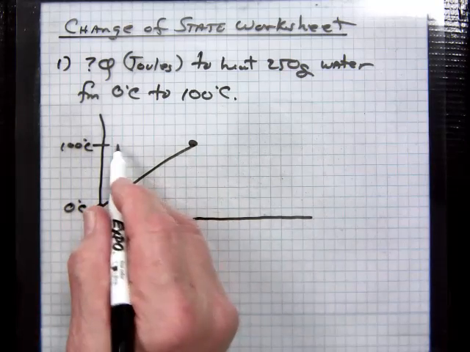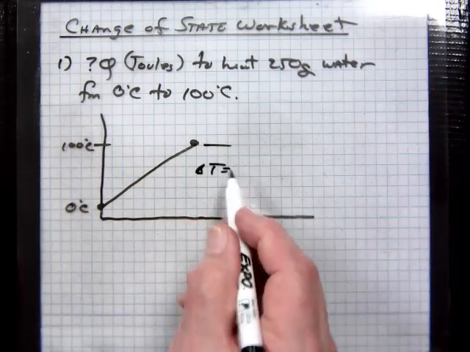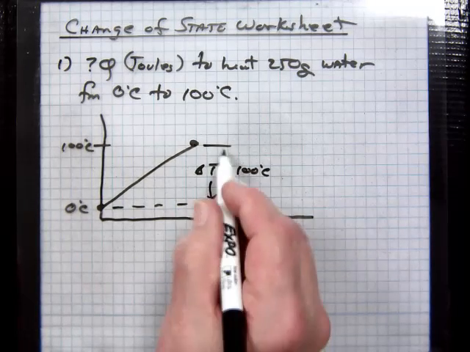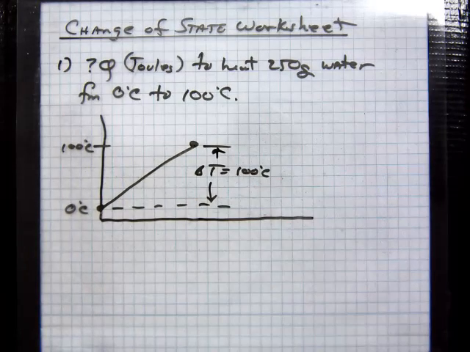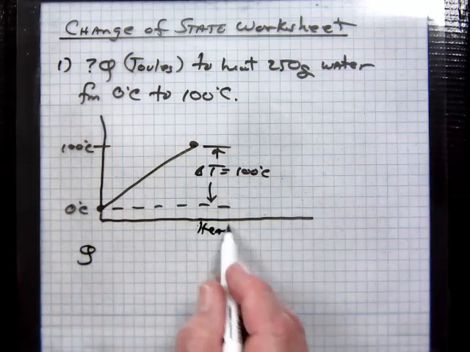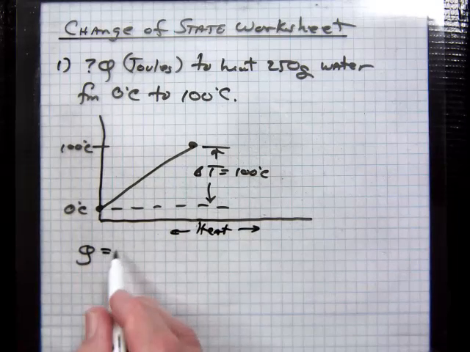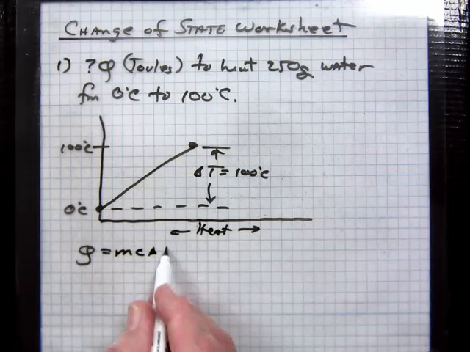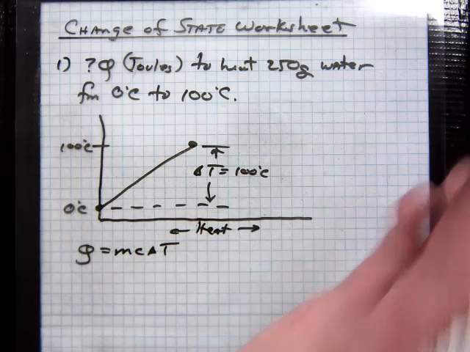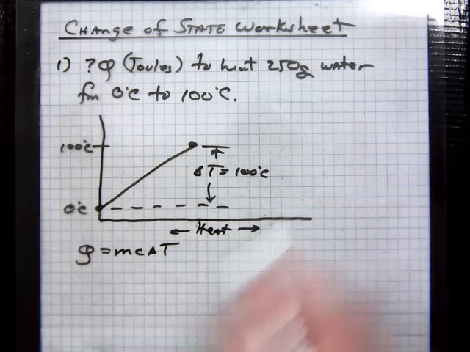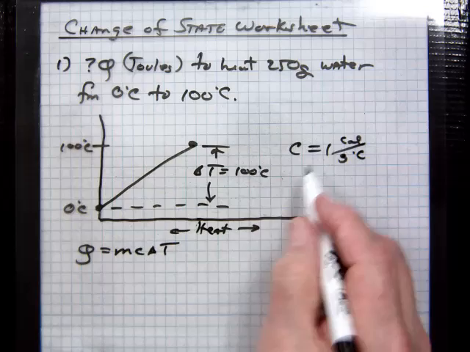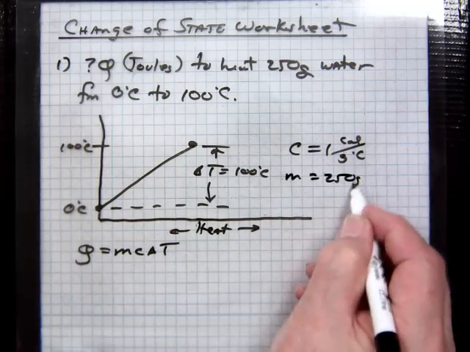So your delta T in here is 100 degrees C. That immediately tells you you're working with a temperature change problem, and that the heat, as heat in out, is calculated using MC delta T. Now, I don't know what they give for specific heat, but this is a warming of water. I'm going to use calories. If C equals 1 calorie per gram degree C, and your mass is equal to 250 grams, what's the problem?